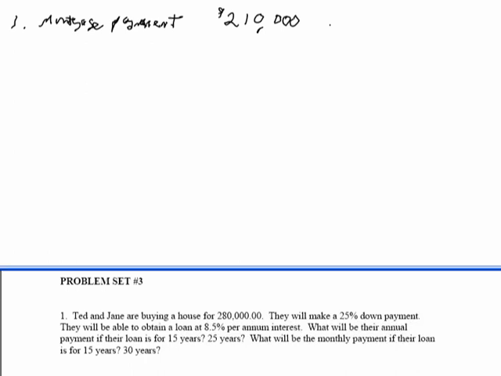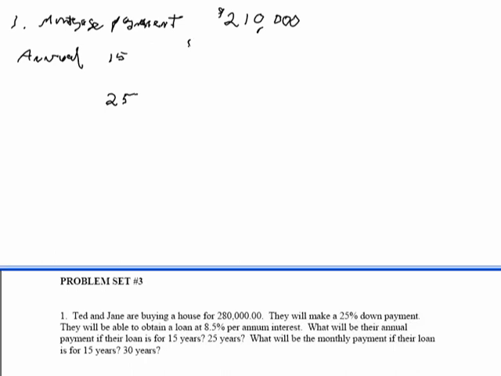They'll be able to obtain a loan at 8.5% per annum interest. What will be their annual payments if their loan is for 15 and 25 years? And then what are the monthly payments if the loan is 15 and 30 years? So the first step here, we're going to be looking at annual payments for 15 and 25 years.